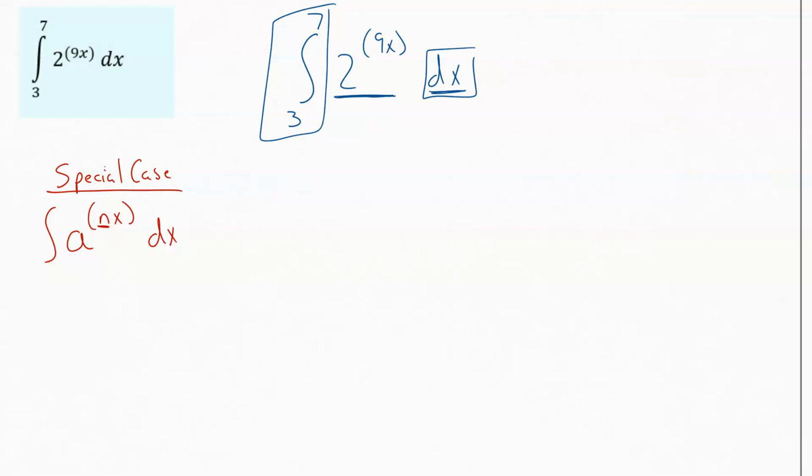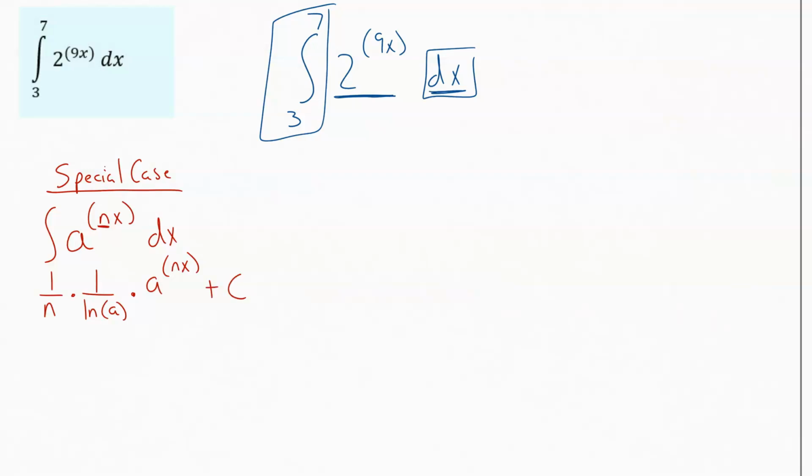The antiderivative of this that we need to have memorized, this is going to look like we'll take 1 over n, whatever that number is, times 1 over the natural log of our a value. And then from there, you're going to multiply that by a to the n times x. That piece will stay the same, and then we put our plus c at the end.